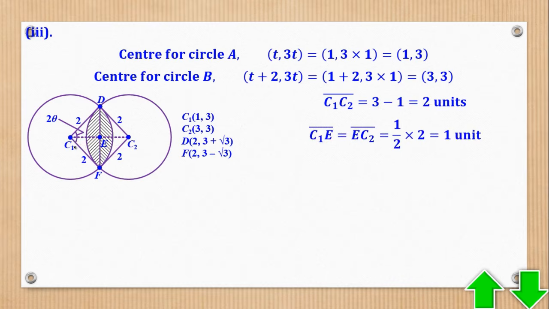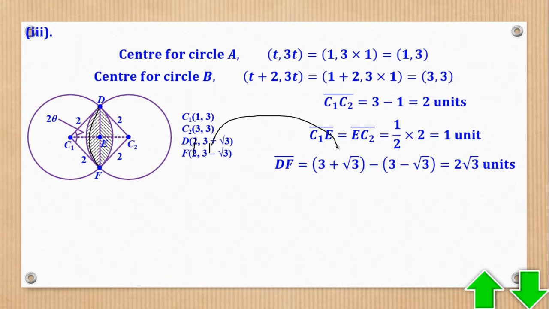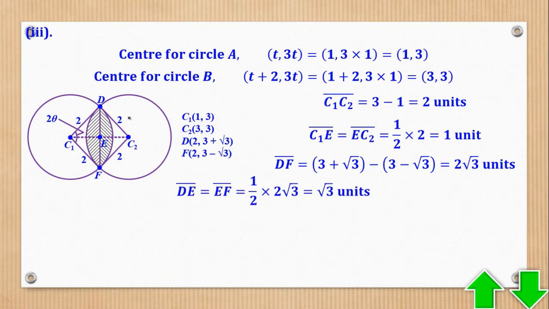Then what about C1E? From me up to here will be half of C1C2, which is 1 unit. Then DF from me up to here, if you look at these two, the x coordinates are the same, therefore the distance will be the difference of these two y coordinates, which gives you 2 root 3. That means that DE is half of that, which will be root 3.